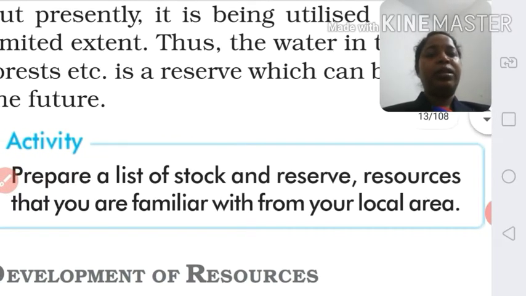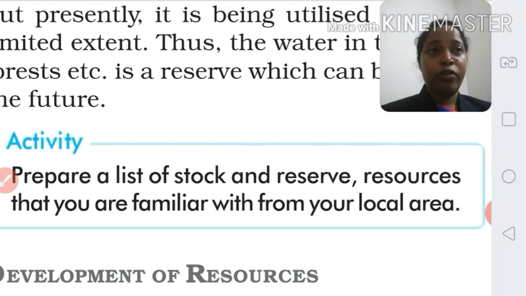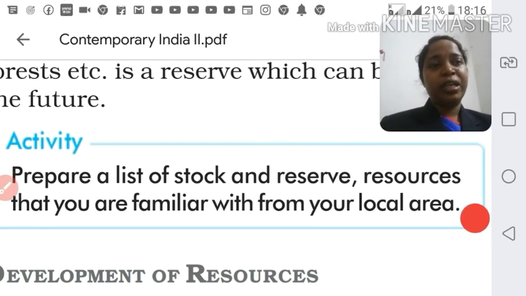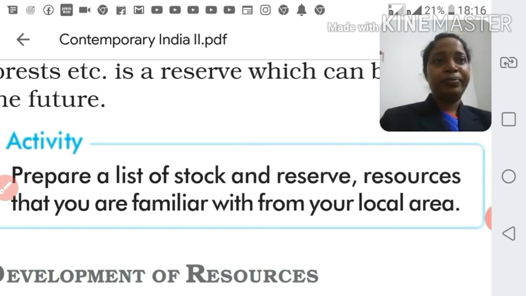Complete this activity in your homework, and till then, stay healthy, stay safe. In the next class, or we can say part 2, we will go for the development of resources, planning of resources, resource planning in India, and how soil resources and land resources are being used in India. We can discuss this in our next classes. Till then, stay healthy, stay safe, and complete your activity. Thank you.